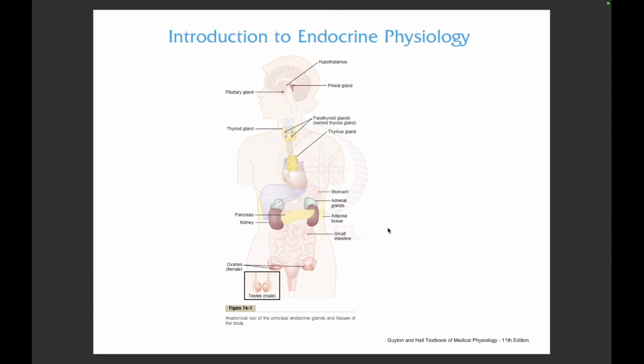Start with our session today. Okay, so we'll be talking about the introduction to endocrine physiology.